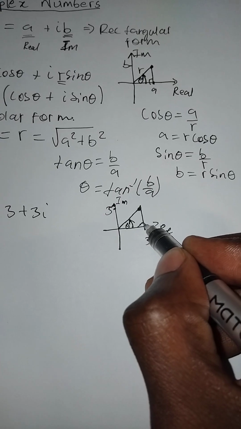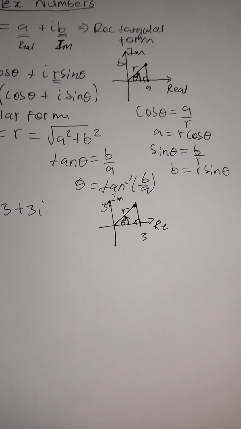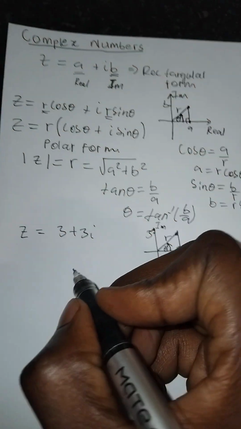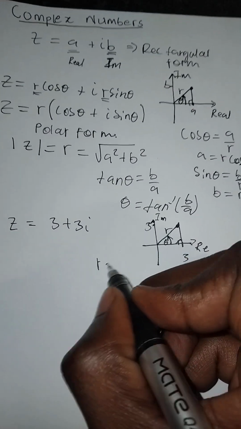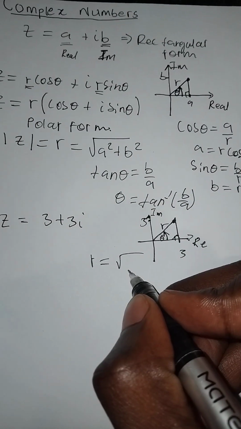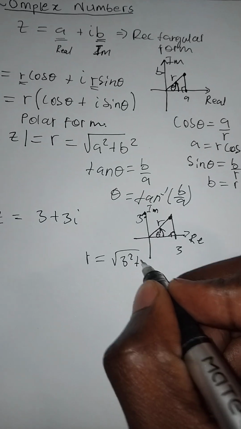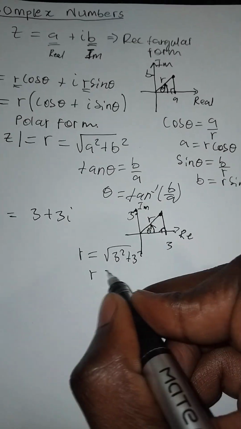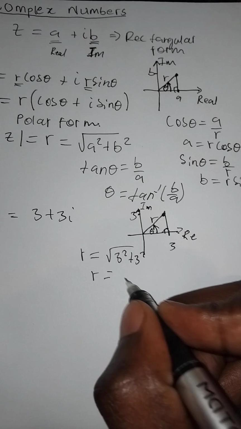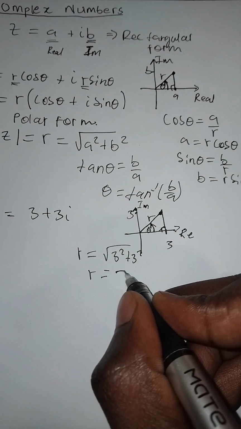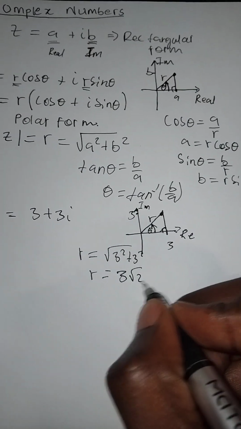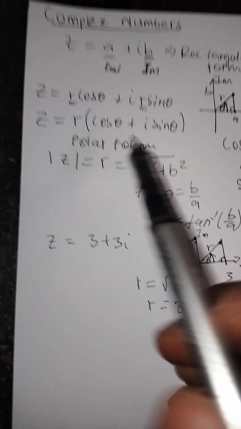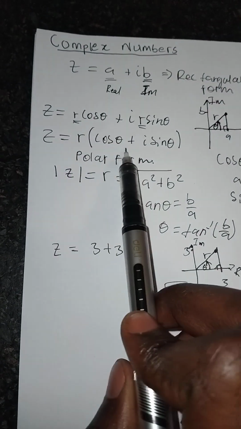Then here I have r. Using Pythagoras' theorem, I'll find that r equals the square root of 3 squared plus 3 squared. This simplifies to 3 squared is 9, so 9 plus 9 is 18, root of 18. Then I'll get 3 root 2, isn't it? Now I have found r, and I can go find theta.